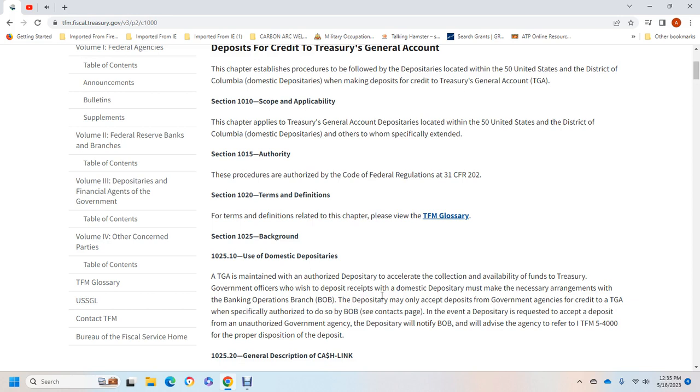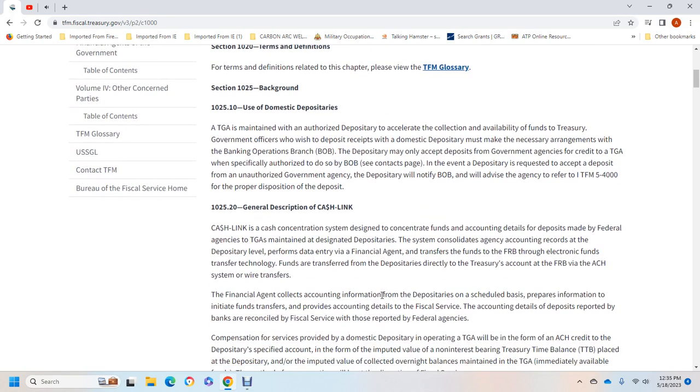In the event that the depository is required to accept the deposit of an unauthorized government agency, the depository will notify the banking operations branch, which will advise the agency. Refer to Volume 1, Treasury Financial Manual, Part 4, Chapter 4000, for proper disposition of the deposit.